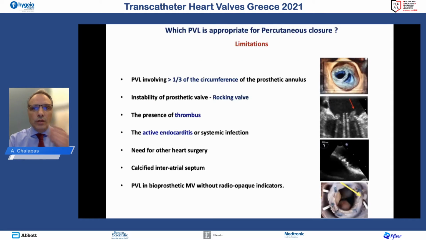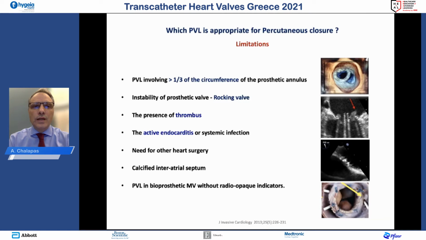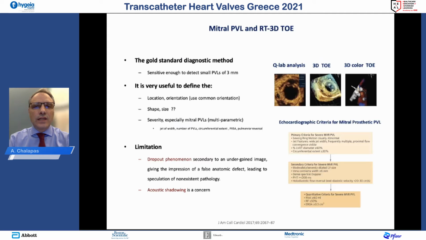Of course, there are several limitations to proceed with a percutaneous approach, such as large defects when they involve more than 1/3 of the circumference of the prosthetic annulus. The instability of the prosthetic valve, while stable working valves are a relative contraindication. Of course, there are several case reports in the literature where unstable prosthetic valve defects were treated transcutaneously. Other limitations are the presence of thrombus, and of course the active endocarditis.